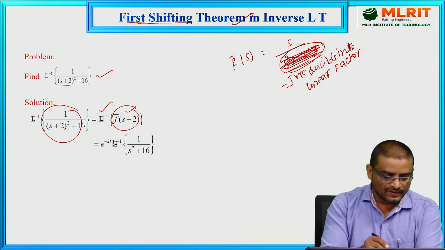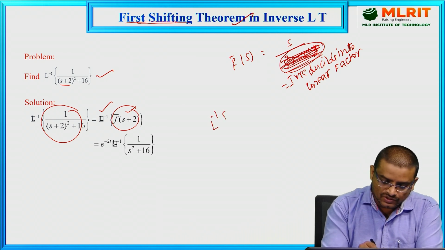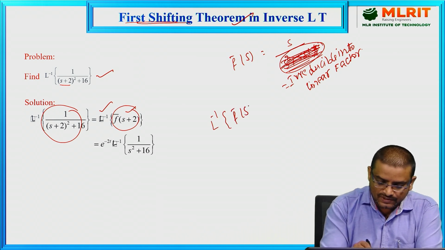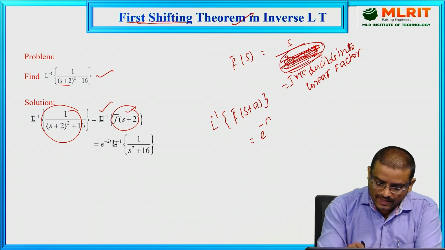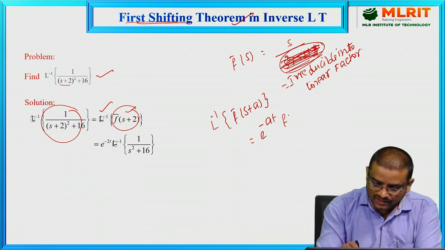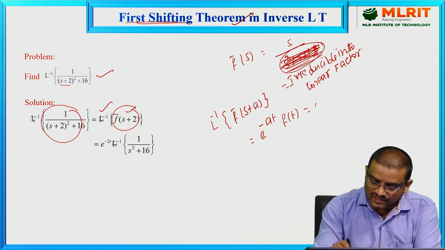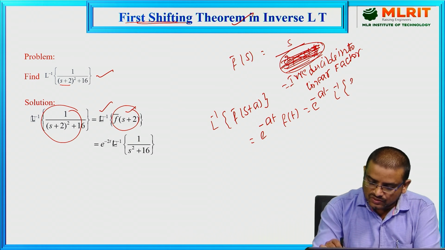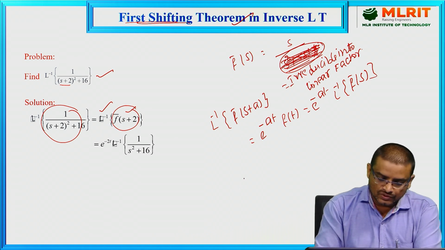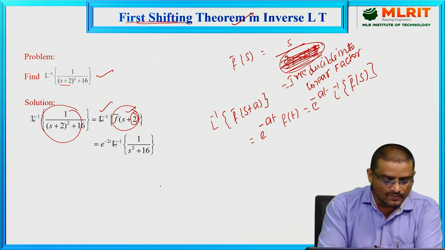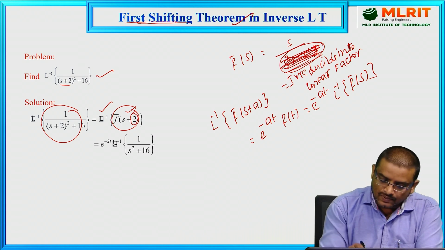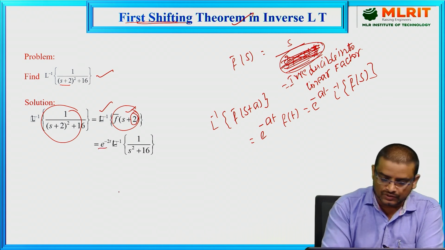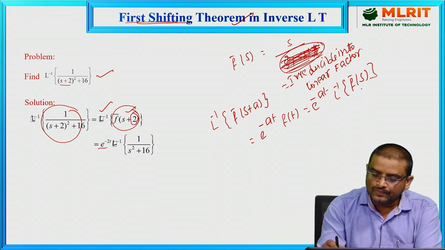So what is our first shifting theorem? L inverse of f bar of s plus a is given by e power minus at into f of t. So this f of t can be written as e power minus at into L inverse of f bar of s. This is our formula. So in place of a, here we are having 2. So replace e power minus at with e power 2t, and L inverse of f bar of s.